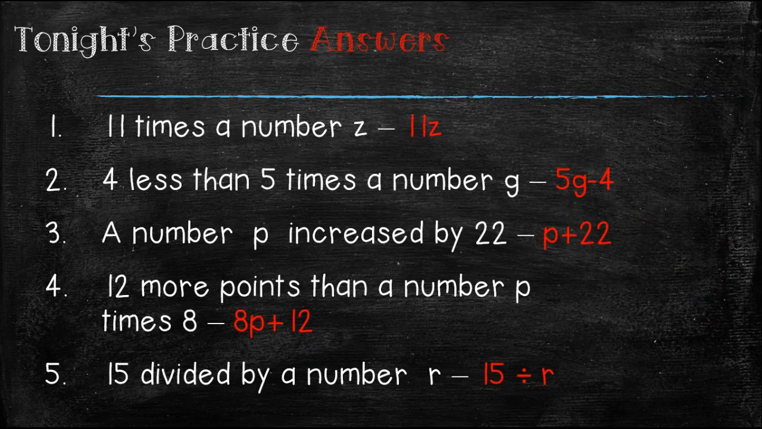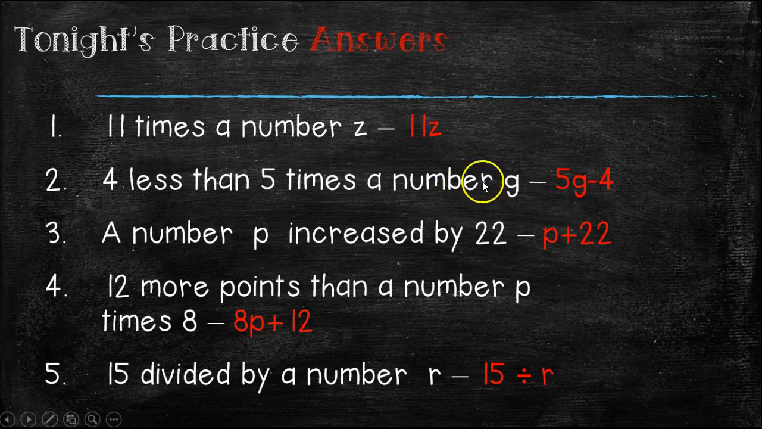Here are your answers for tonight's problems. This again, remember times, we don't actually put it in there because it looks like an X and that would be confusing. So we just put it right next to the number, right next to the variable. So the 11 times a number Z would be 11Z.